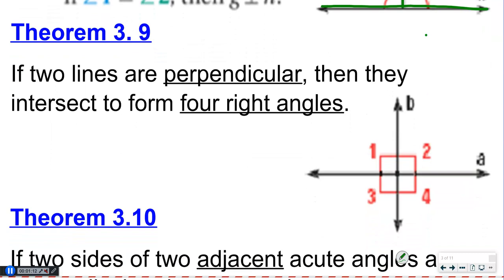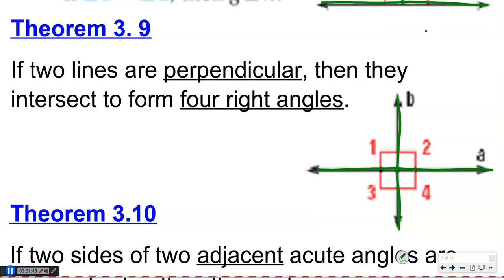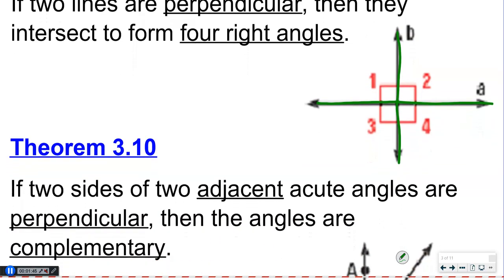Theorem 3.9 states if two lines are perpendicular, then they intersect to form 4 right angles. So we have two lines that intersect. They will form 4 right angles if we know that they're perpendicular. So we know they're perpendicular, then they will intersect to form 4 right angles. 1, 2, 3, and 4, all 4 right angles, all 4 90 degrees. That is only when those two lines are perpendicular.